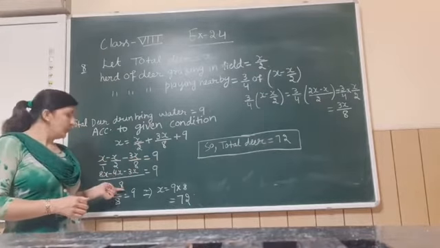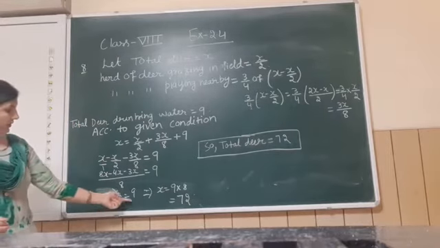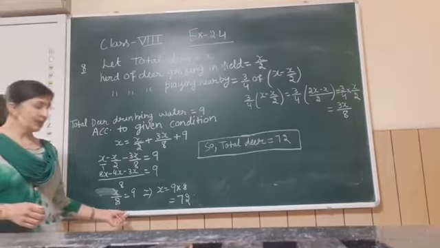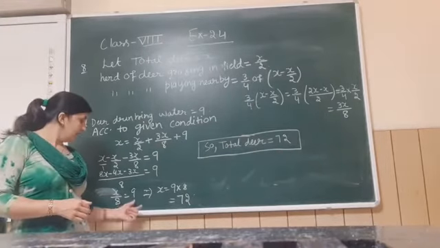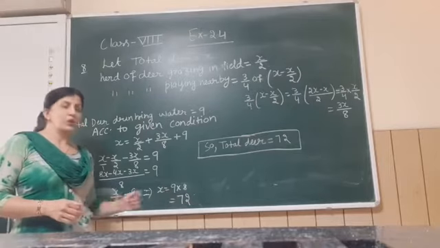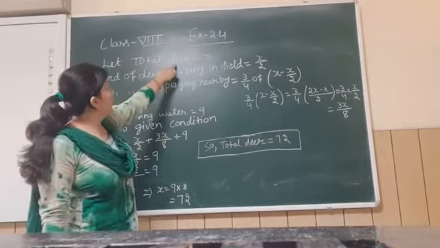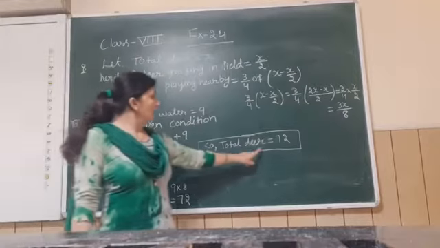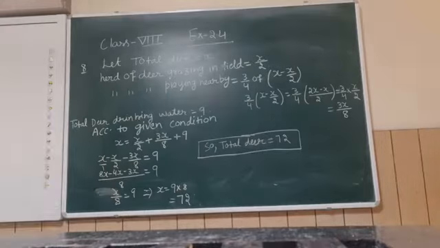We will solve it by taking the LCM. After solving, we get x upon 8 is equal to 9. We will take this 8 to the other side; it is in division, so it will become multiplication. So x is equal to 72. And what is this x? This x is the total deer. Total deer is equal to 72. This is our answer.